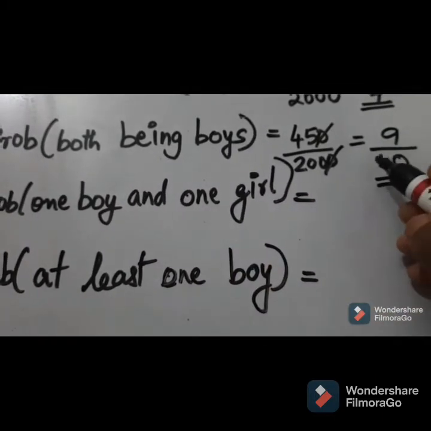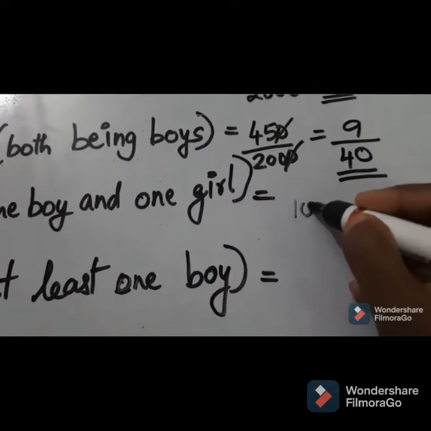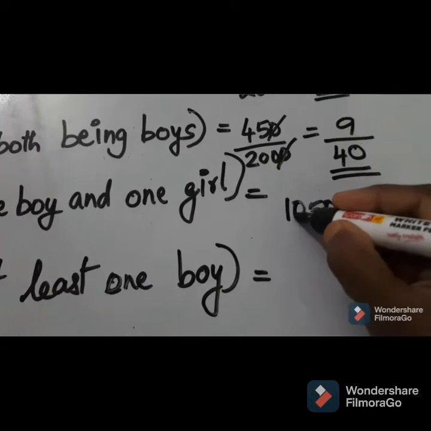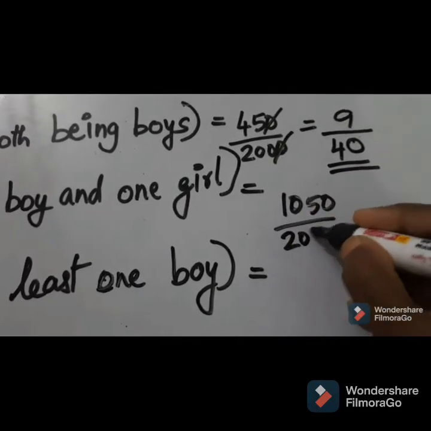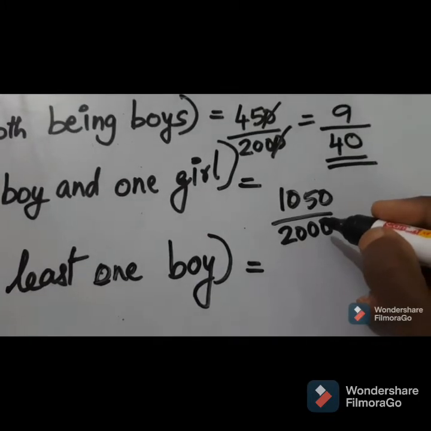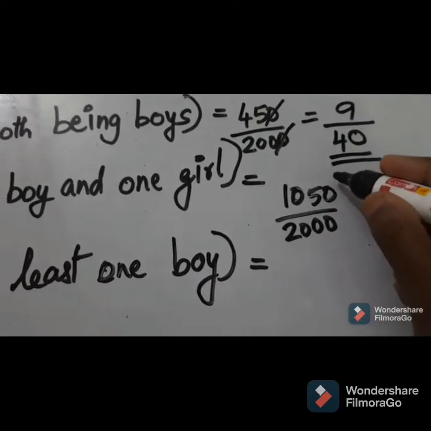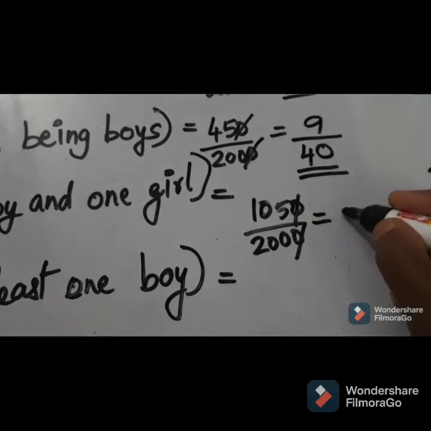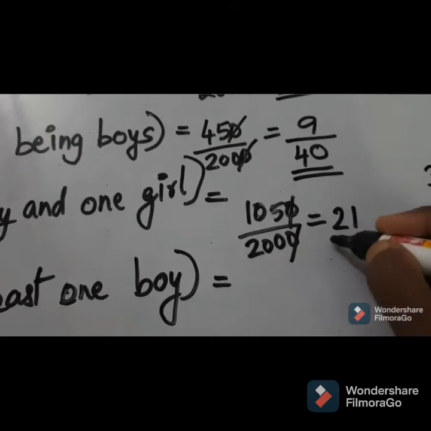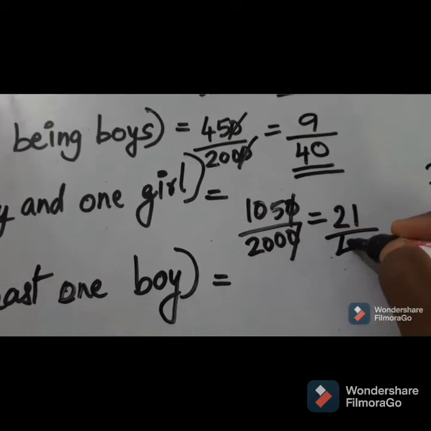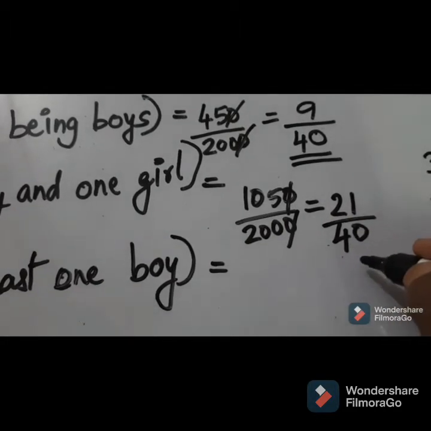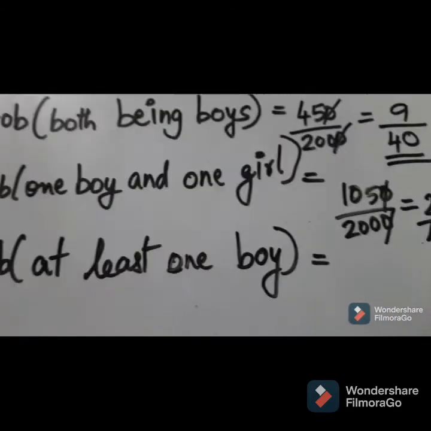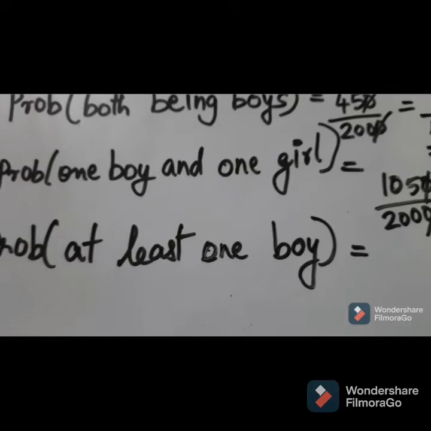One boy and one girl, that is 1050 divided by, what is the total? Total is 2000. So simplify. We can cut 10. Then we can cut 5. So 2 times 1, 21 upon 5 in 20, 40. So we can say it as 21 upon 40 is the probability of one boy and one girl.